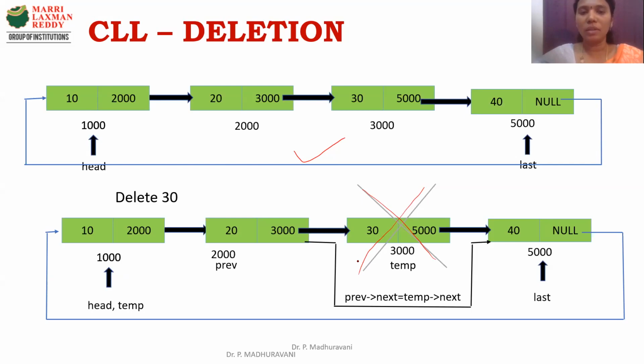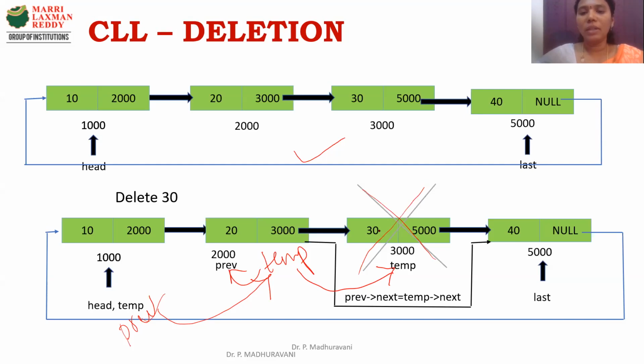So for that you need to take the help of 2 pointers, the temp and previous. The temp initially is referring to the first node. As the temp data is not equal to 30, you move temp to the next node and store this temp information into previous. Now temp is pointing to 2000 location. Temp arrow data is not equal to 30. So store temp information into previous and move temp to the next node. Now temp arrow data equal to 30. Now here you stop searching for the key element.